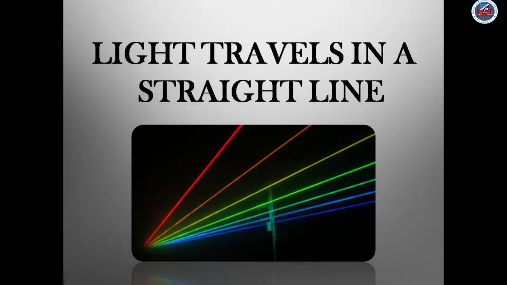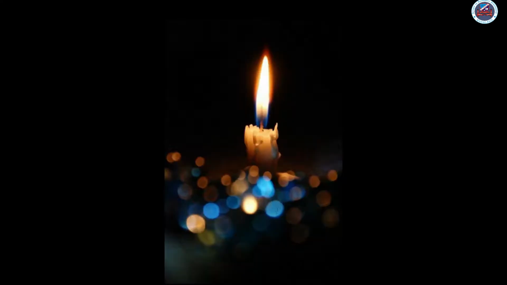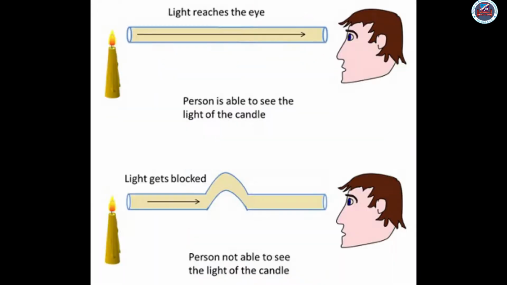Light travels in a straight line. We have learned about this in the last lesson. Let us try to explain this with the help of a simple activity. We need a source of light such as a torch or a candle, and a tube or a plastic straw. When we see through the straight tube or the straw into the source of light, we can see the light. Now let us bend the straw or the tube and try to look at the light. We will not be able to see the light. This proves that light travels in a straight line.